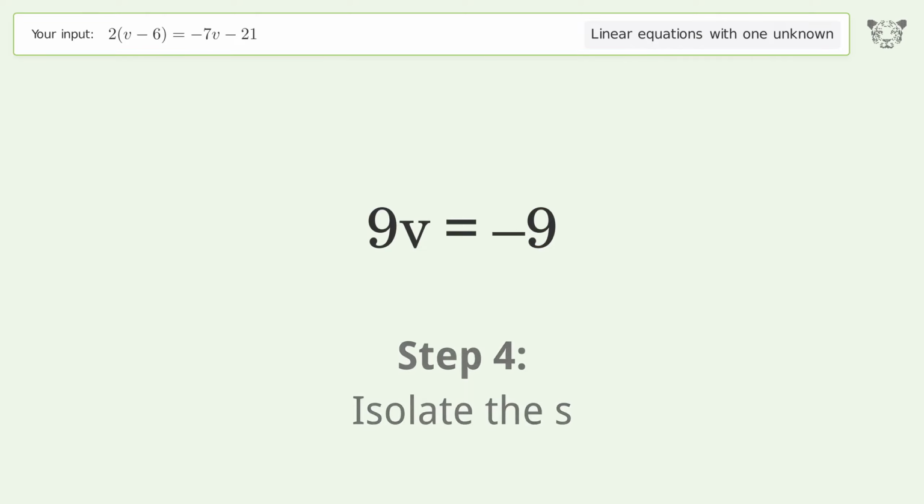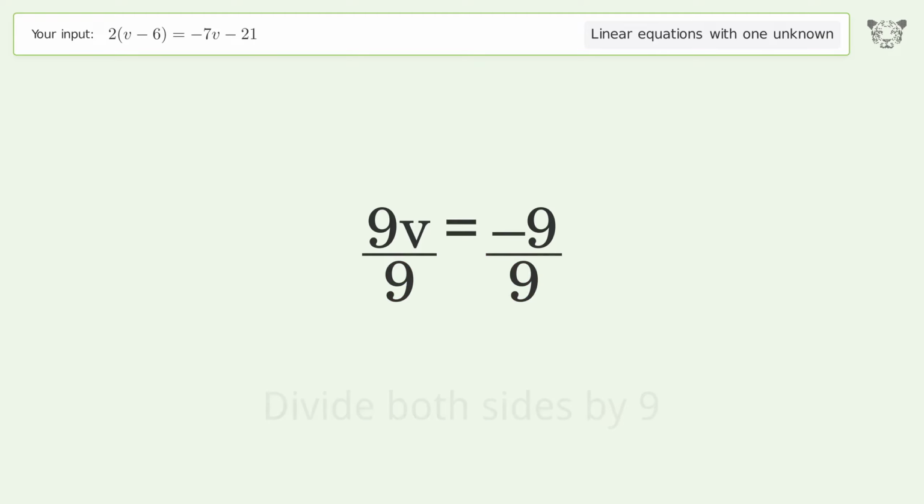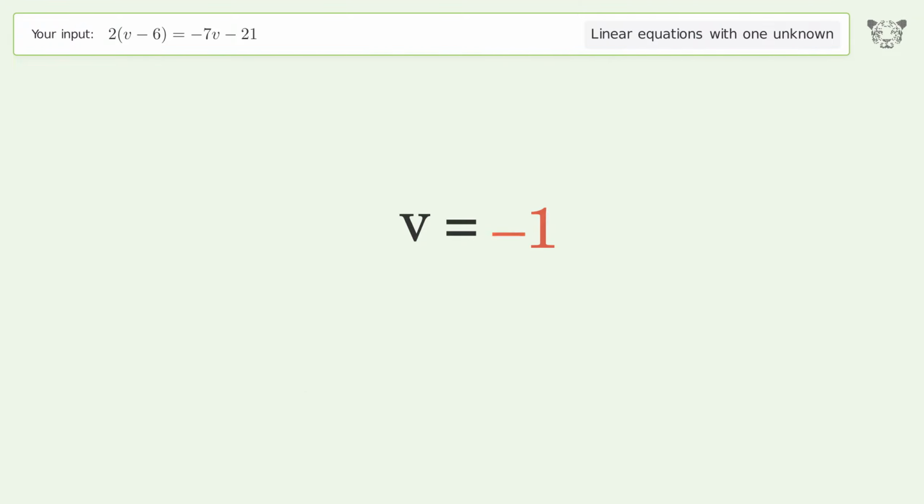Isolate the v. Divide both sides by 9. Simplify the fraction. And so the final result is v equals -1.